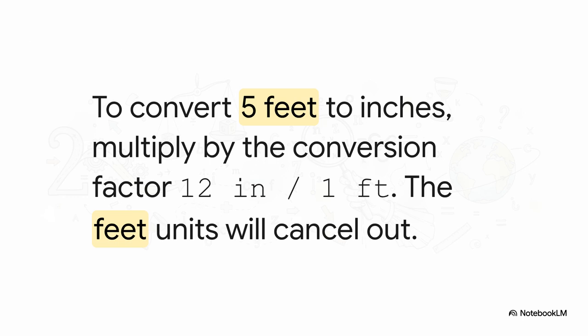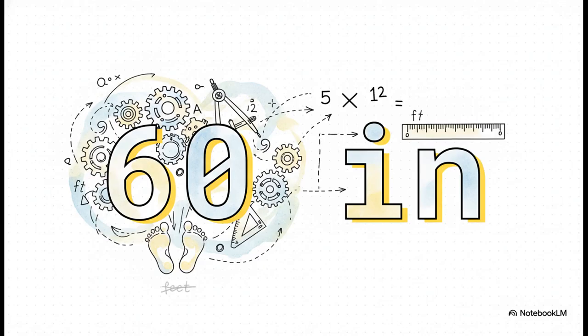That way, the feet on top has something to cancel out with on the bottom. And just like that, the magic happens. The feet units are gone. The only unit left standing is inches. All we have to do is multiply the numbers, 5 times 12, and we get our answer, 60 inches. See? The method just works.